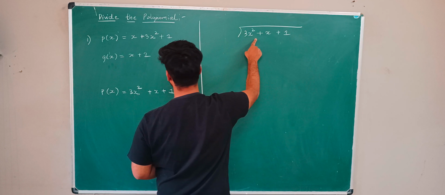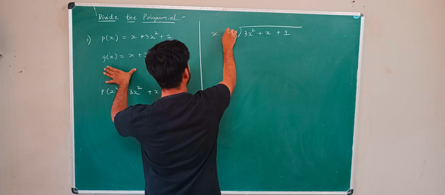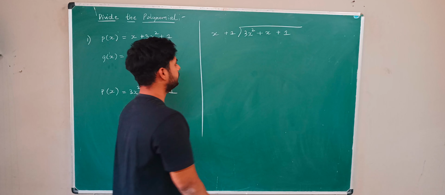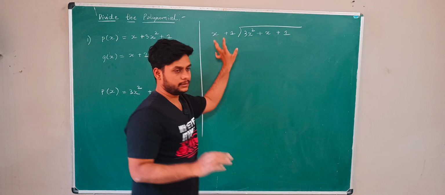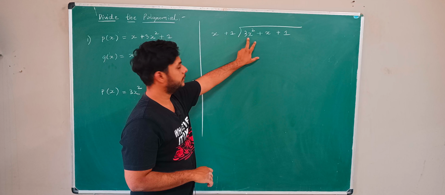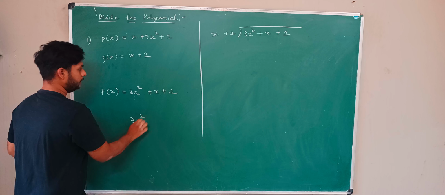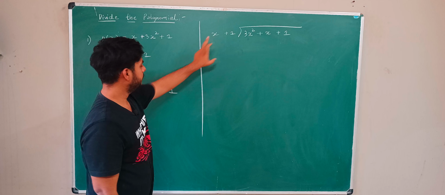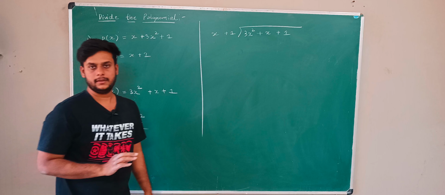This is my dividend. P of x is my dividend, g of x is my divisor, x plus 1. Now what should I do? There are two techniques, but I will teach you the simplest one. First, what is there here? 3x square is there. Take that, 3x square. Next, what is the first one here? x. Divide by x. This is what you are going to do.